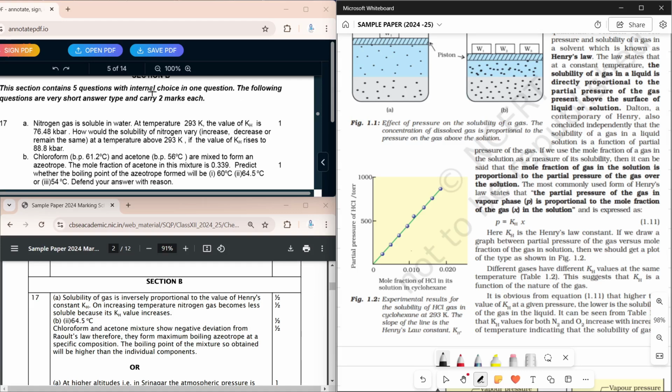So let's start with this. This section contains 5 questions with an internal choice in 1 question. The following questions are very short answer type, and they carry 2 marks each. Now, the first question. Nitrogen gas is soluble in water. At temperature 293 Kelvin, the value of KH is 76.48 kilobar. How does the solubility of nitrogen vary at a temperature above 293 Kelvin if the value of KH rises to 88.8 kilobar? Based on this, first of all, we need to find out how the solubility of nitrogen will change when you change the temperature.